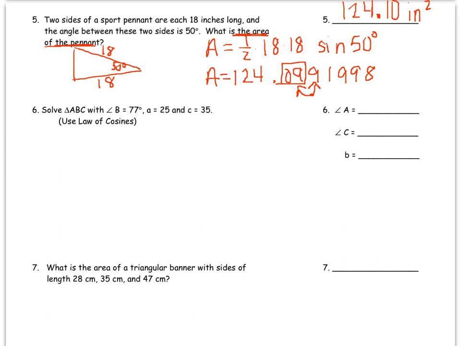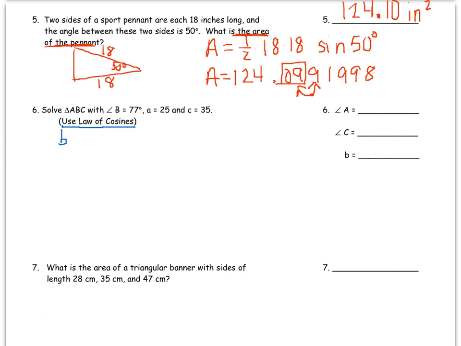Let's look at number 6. It says solve triangle ABC with angle B equal to 77 degrees, side A equal to 25, and side C equal to 35. And it notes right here, use the law of cosines. So you should recognize what the law of cosines is, and if you look down below, it's actually listed right here on this practice quiz. So I want to use my law of cosines. I know my side A and my side C. I know my angle B, so I'm going to use the one that's got cosine of B.